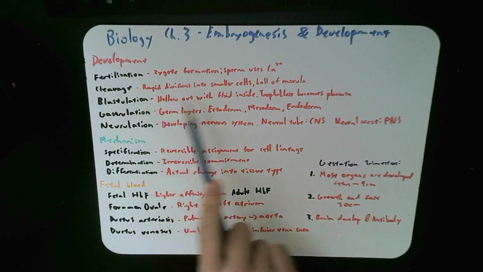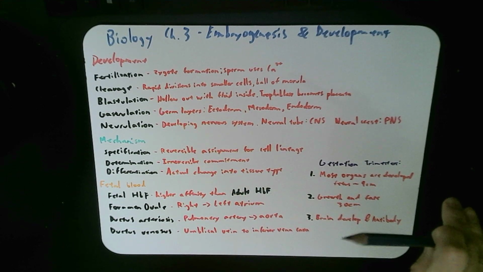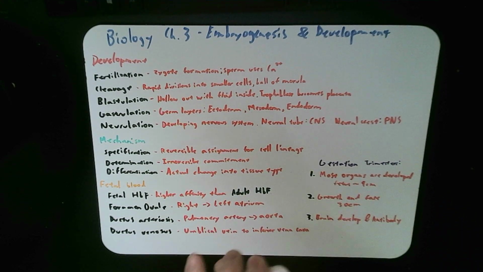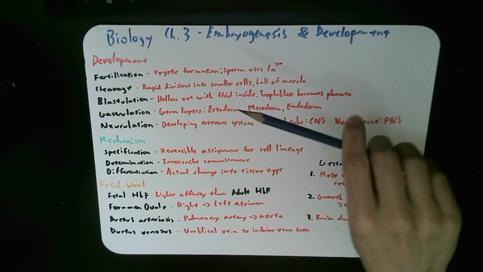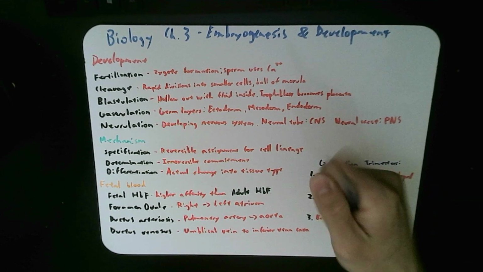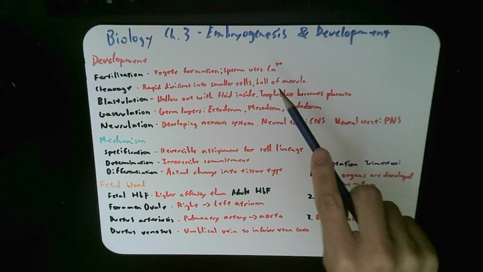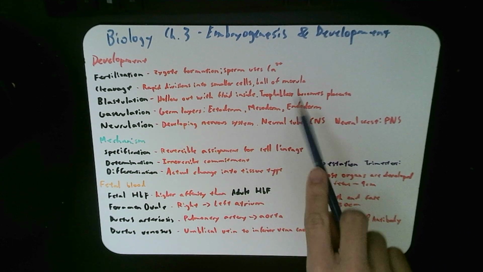Then we have cleavage. Cleavage is the rapid divisions of the zygote into smaller cells. As it travels into the uterus, it will start dividing, but it will remain the same volume of a ball, into a morula. So from zygote into a morula just has a lot more cells.